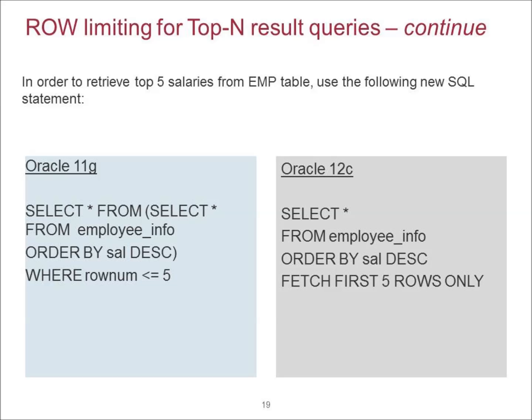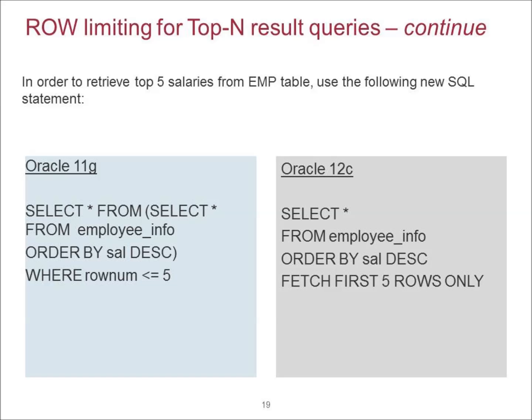If you look at the left side, this is 11g. Of course, you can do this in 12c. In order to retrieve the top 5 salaries from the employee info table in 11g, or even in 12c, you can do select star from, and then use a subquery: select star from employee info order by salary descending, where rownum is less than or equal to 5. Now on the right side, in 12c, all you have to do is say select star from employee info table ordered by salary descending, and then say fetch first 5 rows only. So you can see the simplicity on the right side.